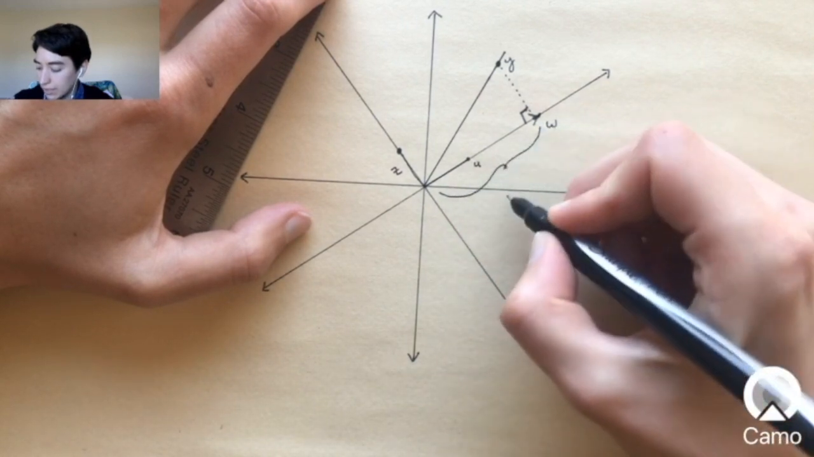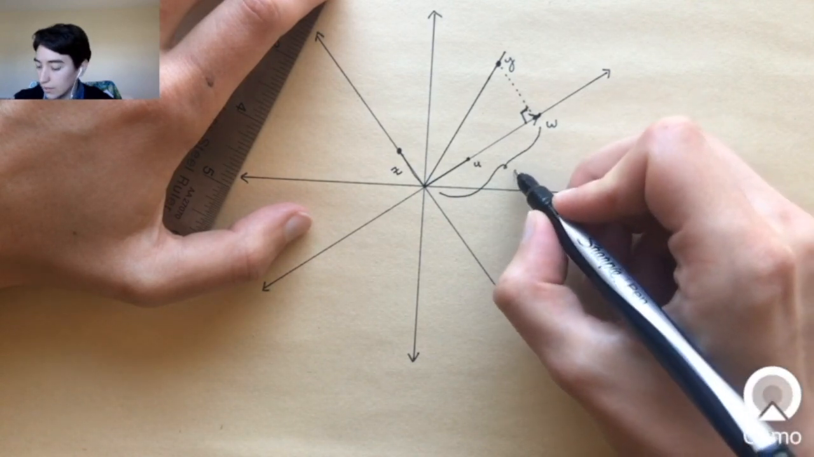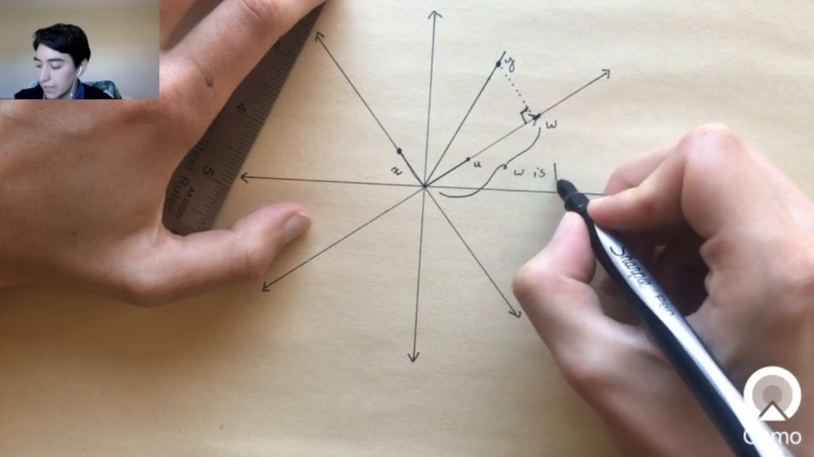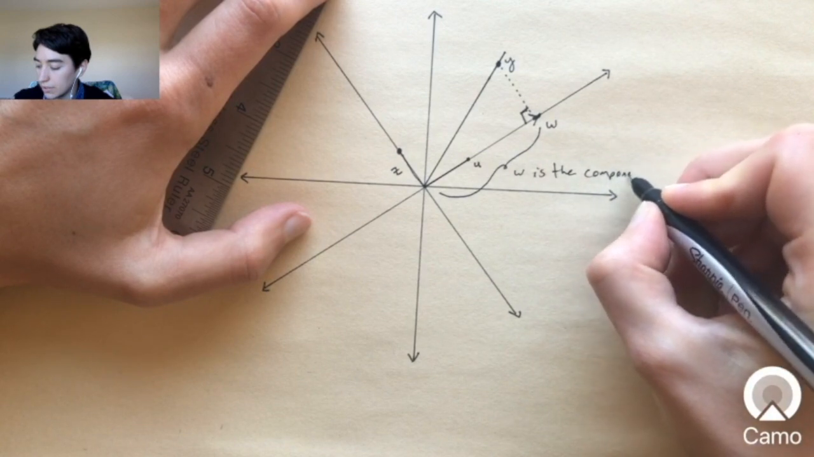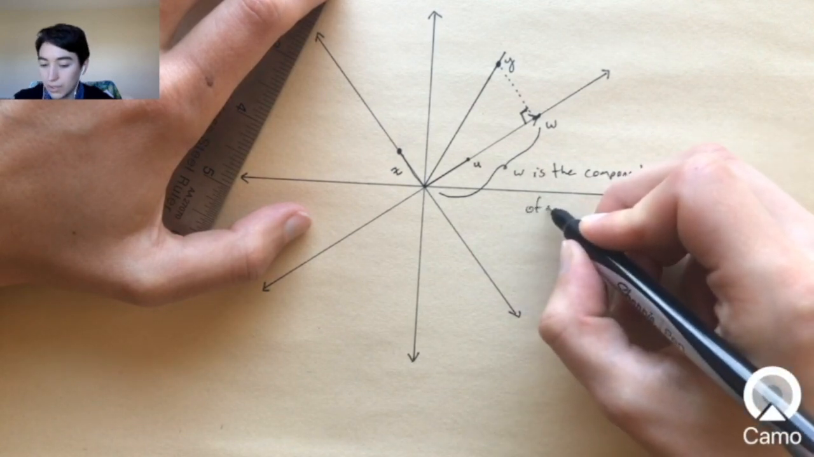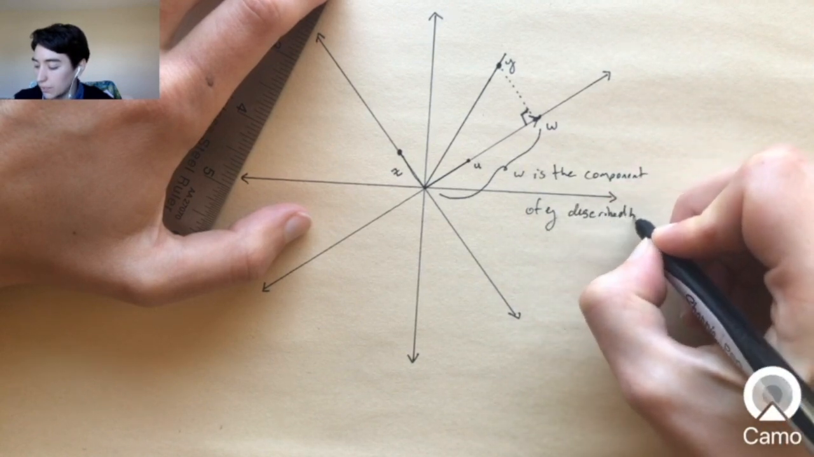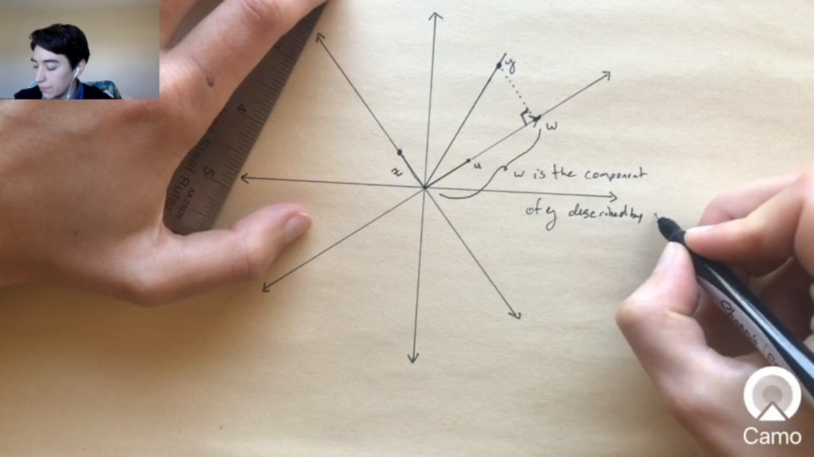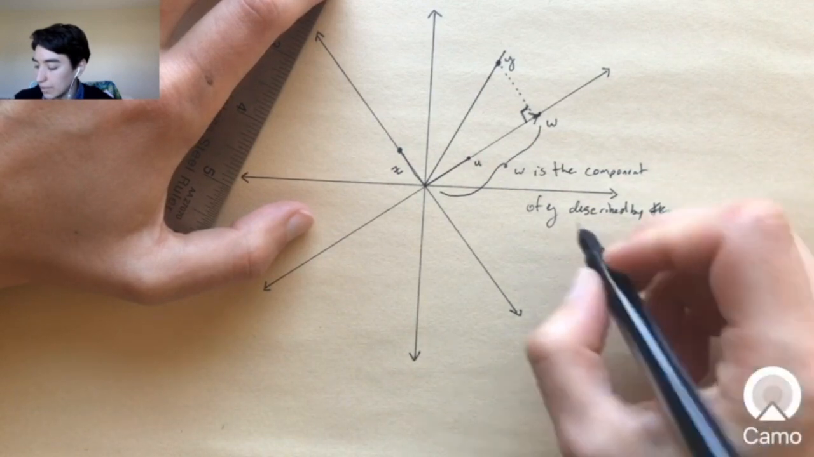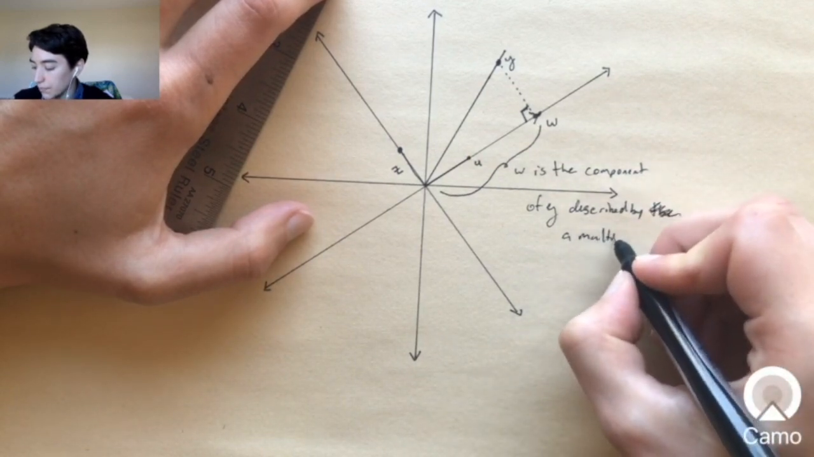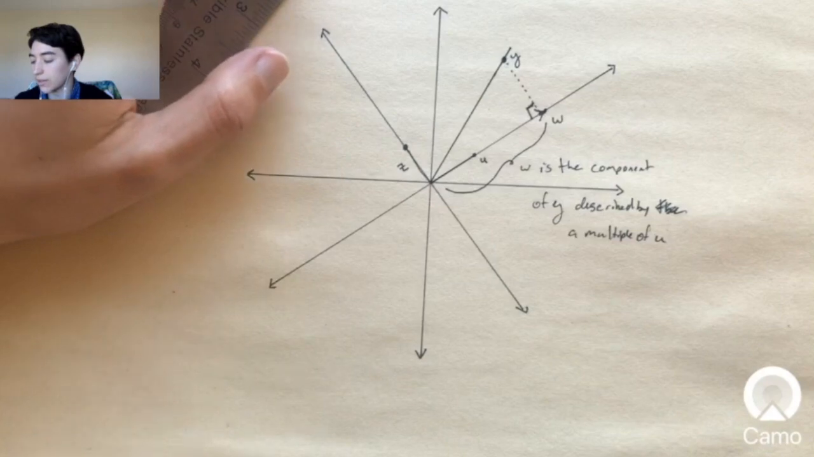So this whole thing right here. This is W, which is the component of y described by a multiple of u. So some scaled version of u.